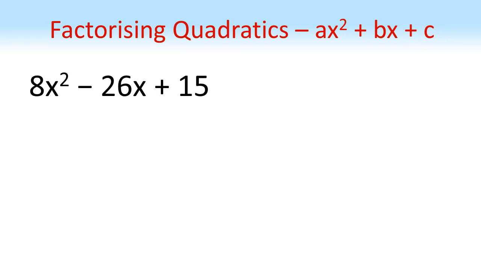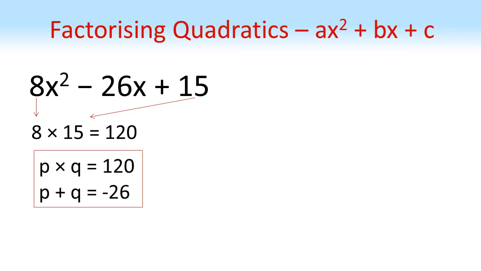Let's try the same thing with this example. We've got 8x squared minus 26x plus 15. So we multiply 8 by 15 to give us 120, and we now need two numbers which multiply together to make this 120 and add together to make negative 26. Note that we've got a negative here because our quadratic has got minus 26 in it. So this is a little bit trickier, but again, with a little bit of thinking, we can see that p must be negative 6 and q must be negative 20.